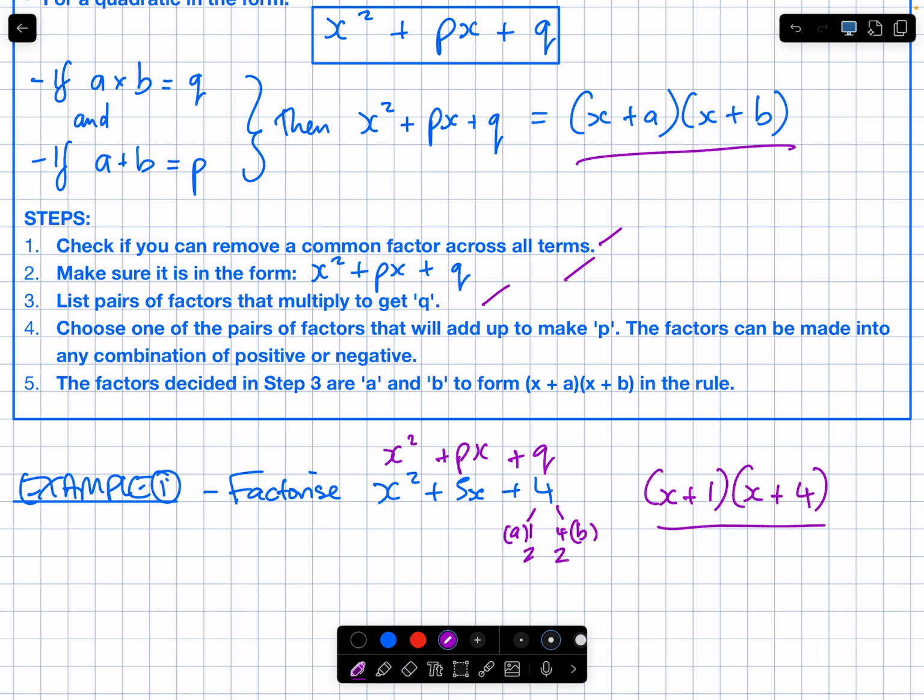If you want to double check, what's x times x going to be? Let's FOIL it out. x squared. What's x times 4 going to be? 4x. What's 1 times x going to be? 1x. What's 4x plus 1x going to be? 5x. And what's 1 times 4 going to be? 4. See how it reverts it back?